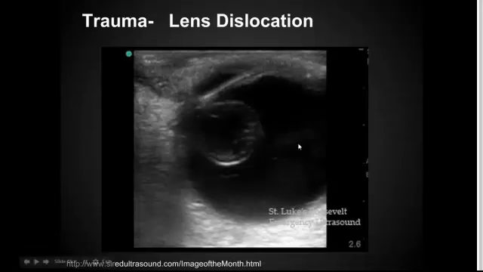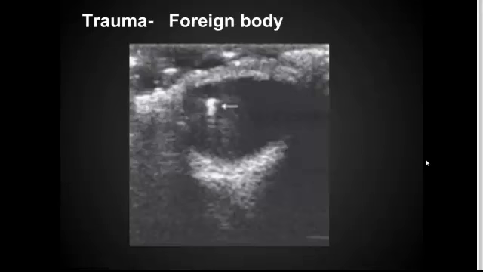It's a good example. Next, you can look for lens dislocation. This is a pretty neat example from St. Luke's Roosevelt Emergency Ultrasound. And you can see this disc right here, that's the lens. Really great picture. You can look for foreign body. This is a little bit of a cloudy picture, but these should be fairly obvious.